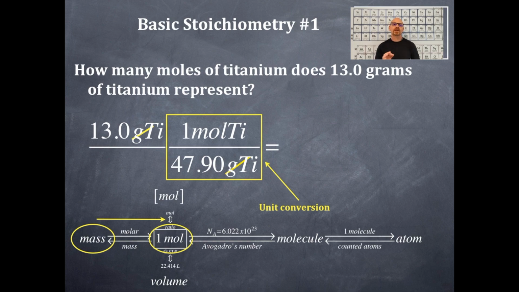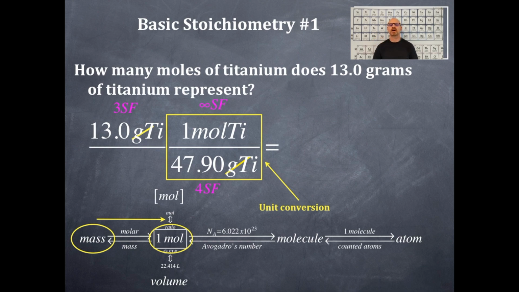Now I'm going to look at this and figure out how many significant figures I have in each number. 13.0, that's a trailing zero. Trailing zeros count with the decimal. That's why there's 3 significant figures in the 13.0. The 47.90 is a measured value on the periodic table, and that's 4 significant figures. The 1 in 1 mole has an infinite number of significant figures because it's a definition. That is, 1 mole equals 47.90 grams.